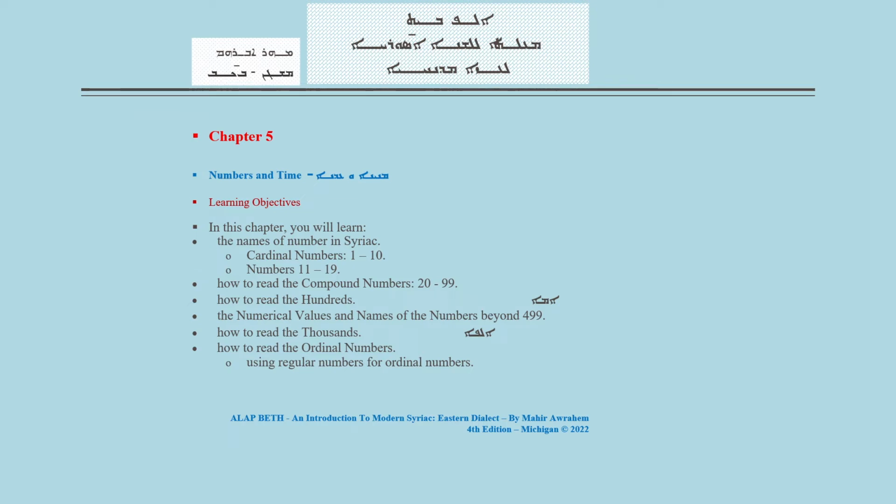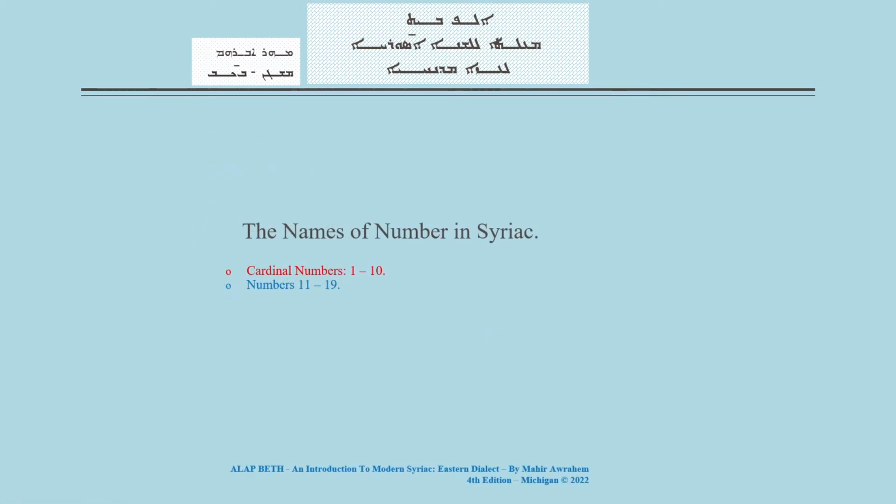We will also learn how to read 1,000, how to read the ordinal numbers, and then how we're going to use the regular numbers to represent the ordinal numbers. That is exactly going to help us with the centuries when we read them later on. Okay, the first thing we have is the names of numbers in Syriac, cardinal numbers 1 to 10.